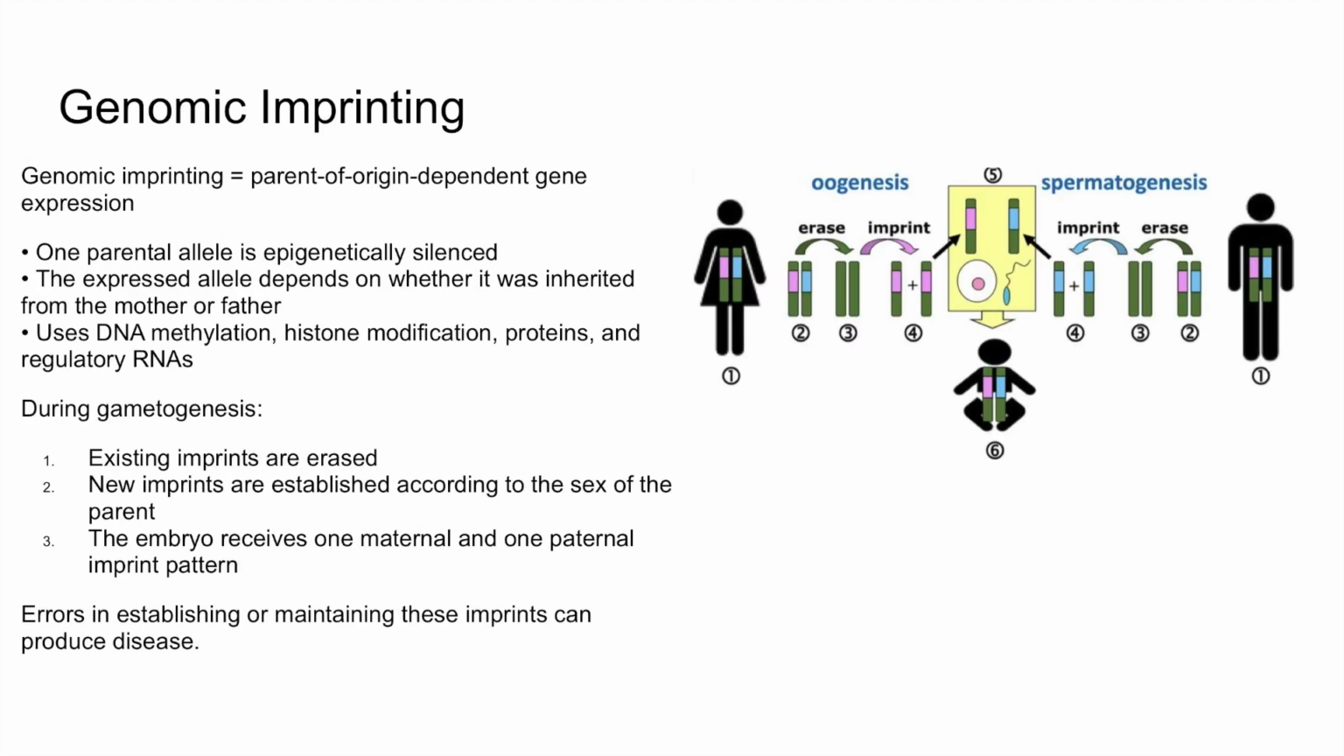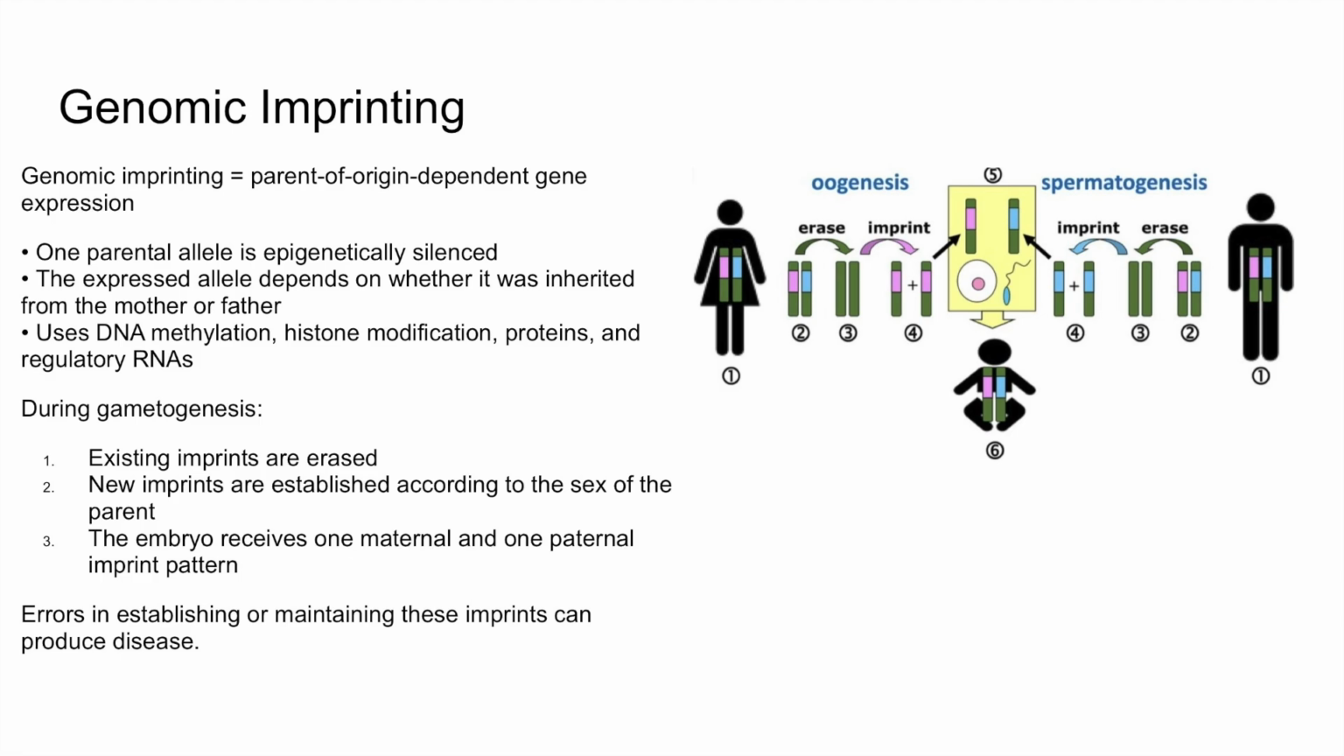All right, so genomic imprinting is parent of origin-dependent gene expression. For an imprinted gene, one parental allele is epigenetically silenced, so the phenotype depends on whether the functional or abnormal allele came from the mother or the father. Imprints are erased in developing germ cells and are then reestablished according to that individual's sex. Thus, a woman establishes maternal imprints in her oocytes, even on chromosomes she originally inherited from her father. A man establishes paternal imprints in his sperm.